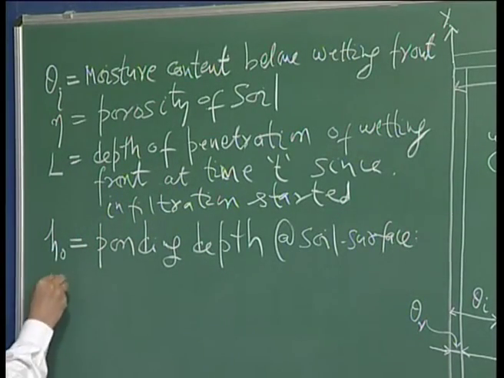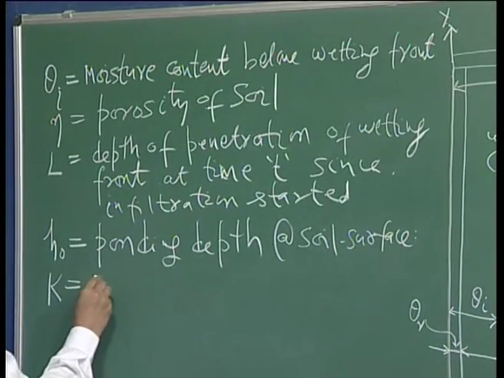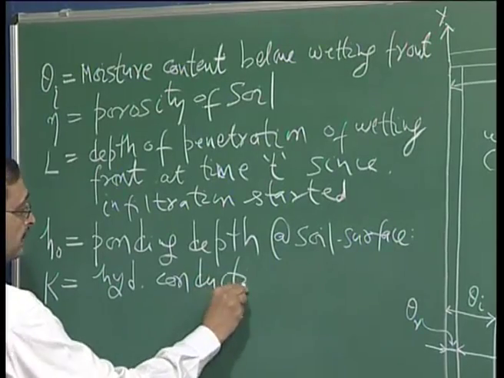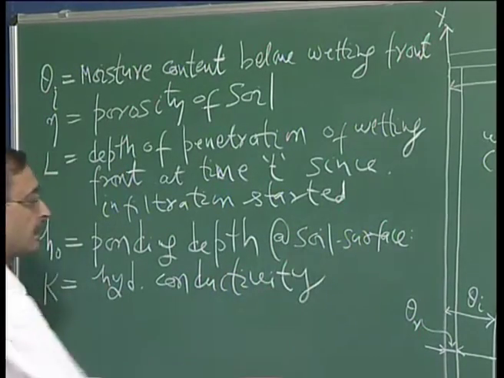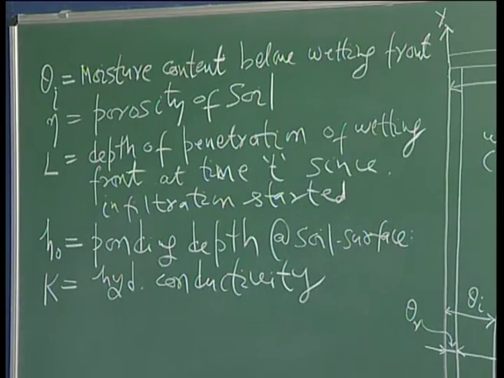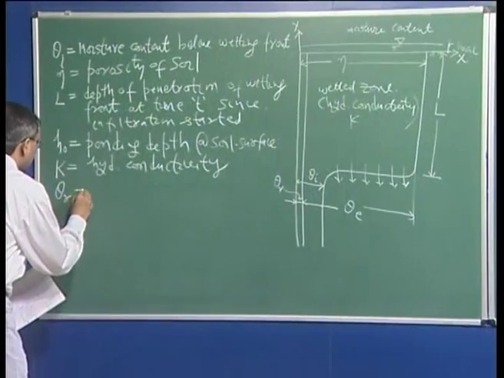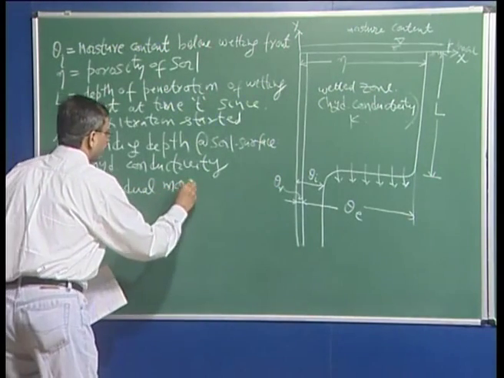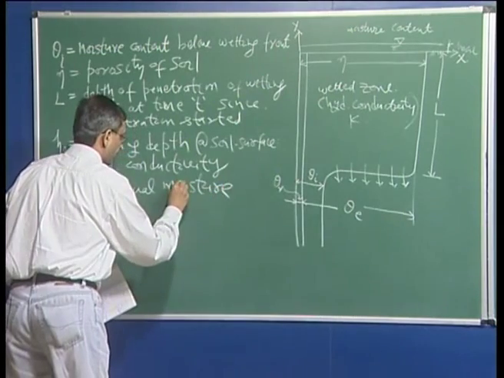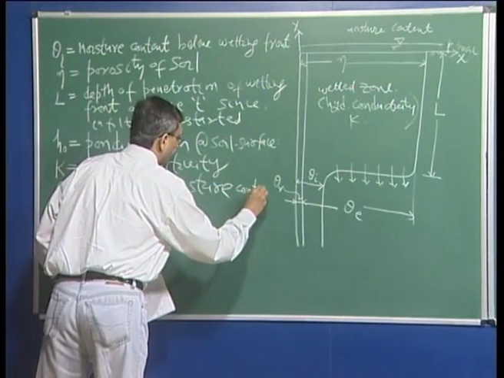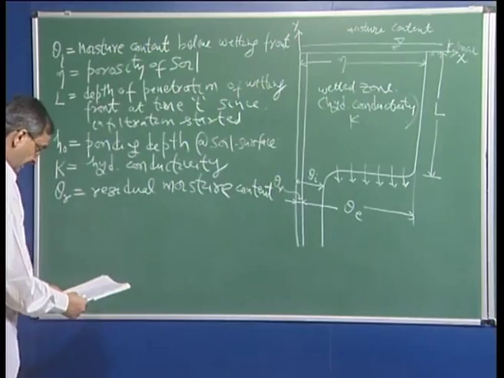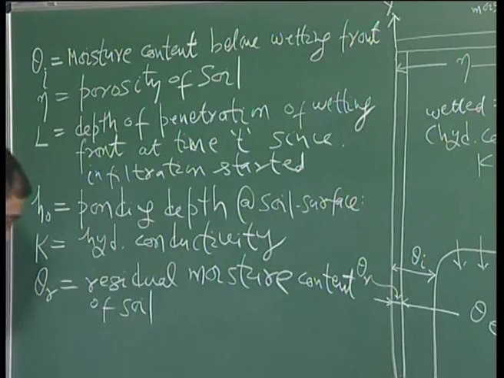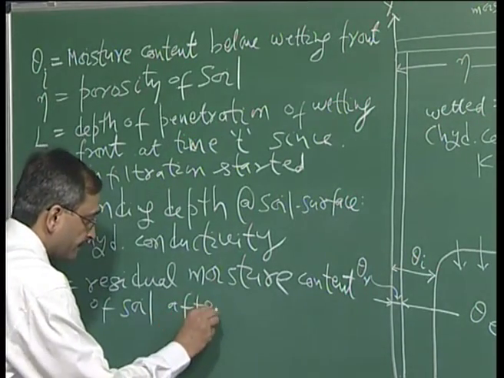Let us assume that K is the hydraulic conductivity. We have said that K is the hydraulic conductivity of the soil, and theta R is the residual moisture content, the residual moisture content of the soil after it has been thoroughly drained.